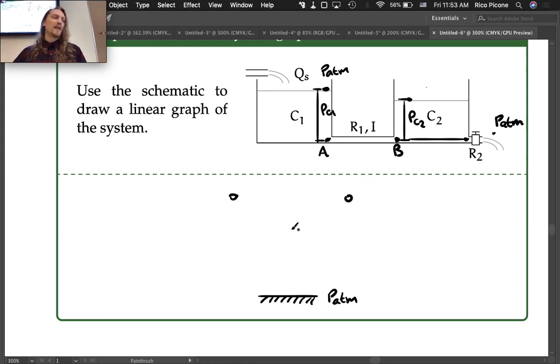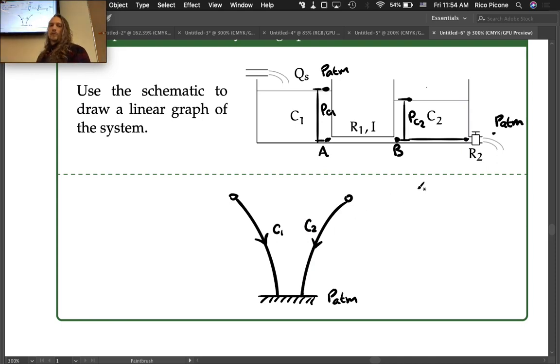Another thing I like to do is do my A-type elements first. Those tend to be the most easy to identify. So the C1 and C2 elements, they both go to atmospheric pressure, right, from A and B. So this would be C1, and C2. Great.